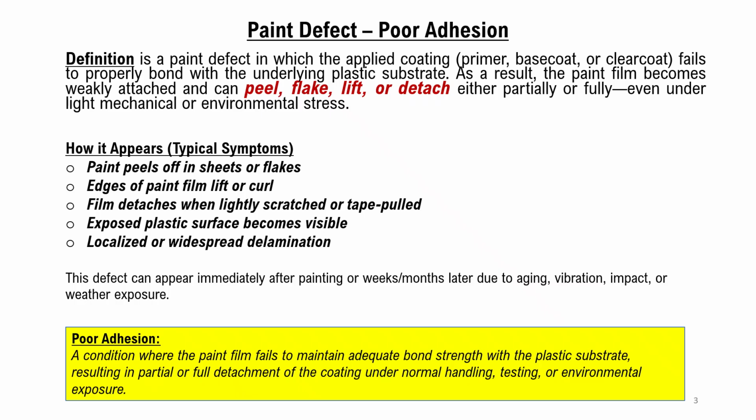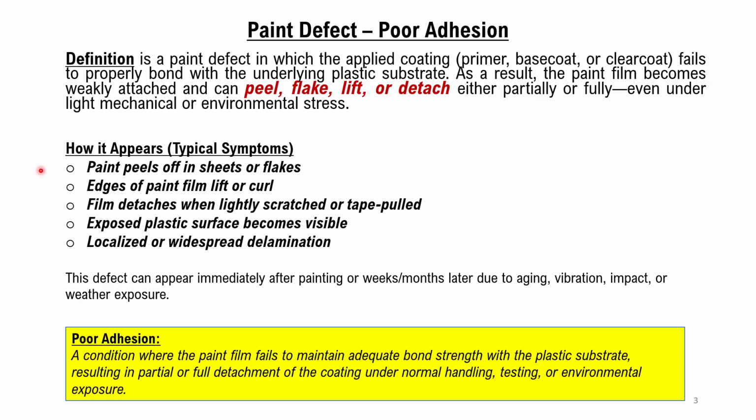Poor adhesion is a paint defect in which the applied coating, such as primer, base coat, or clear coat, fails to properly bond with the underlying plastic substrate. As a result, the paint film becomes weakly attached and can peel, flake, lift, or detach either partially or fully, even under light mechanical or environmental stress.